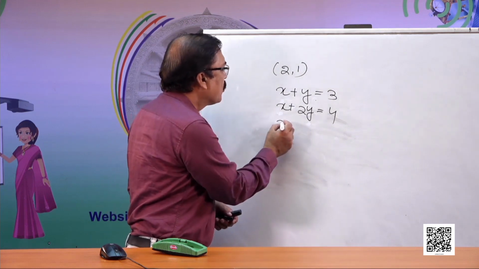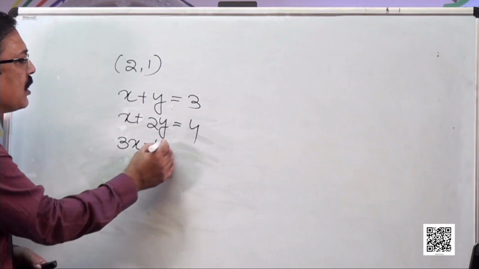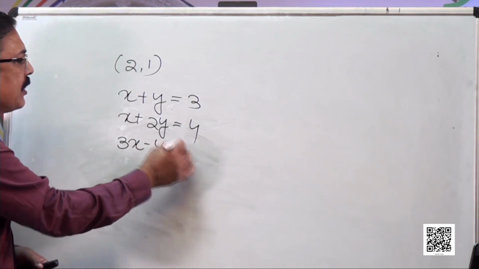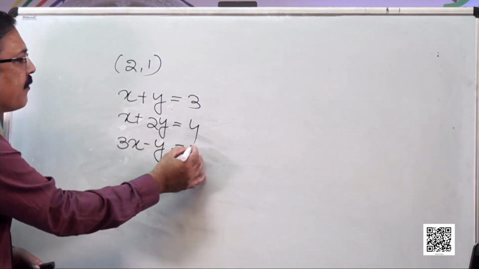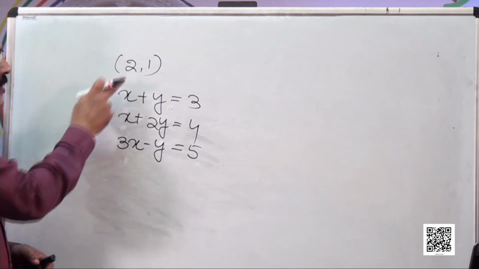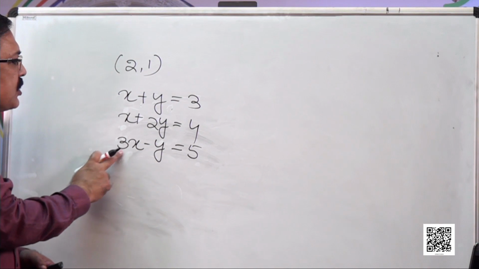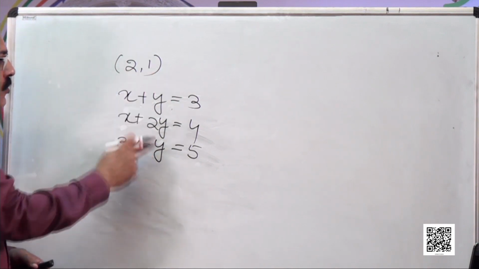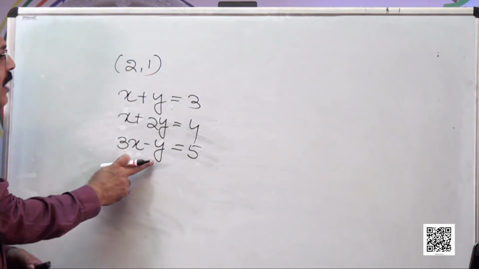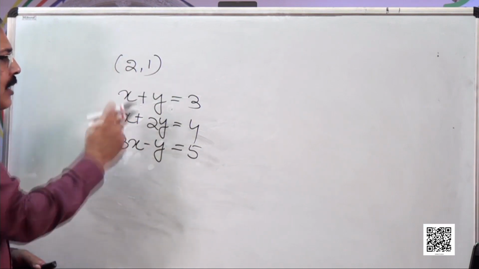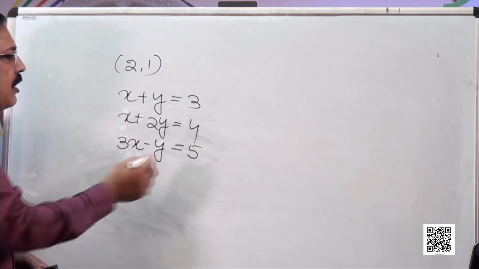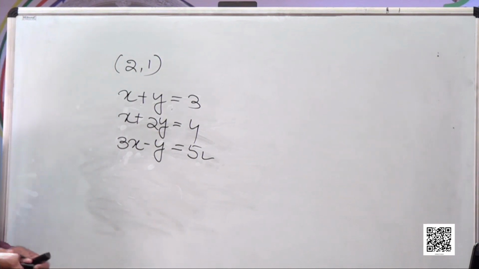Let's have a look at 3x minus y is 5. Now put these values: 3 into 2 gives 6, minus 1 gives 5. So 2, 1 is also the solution of this equation.